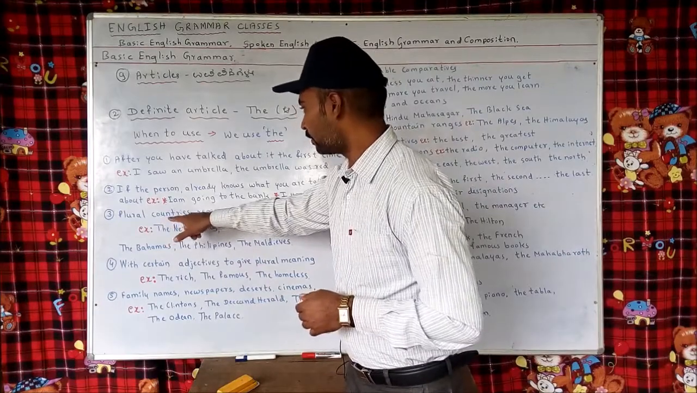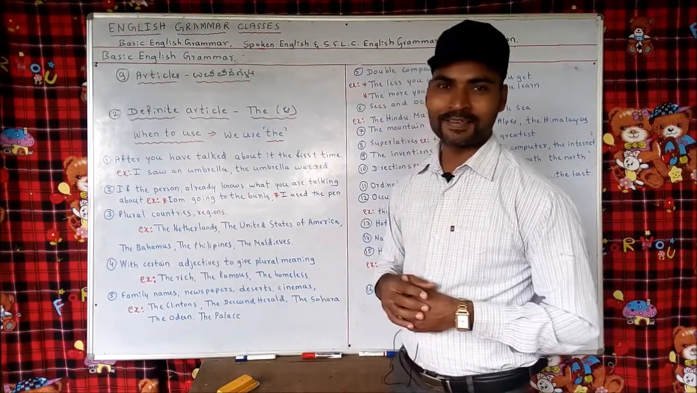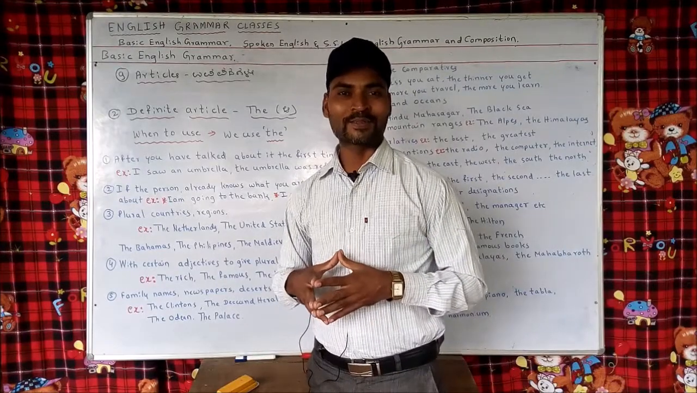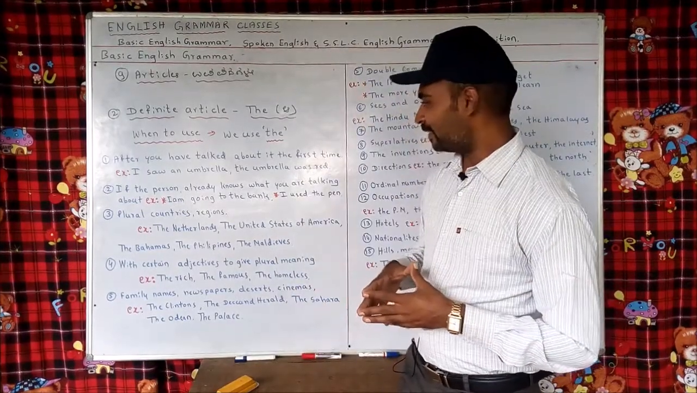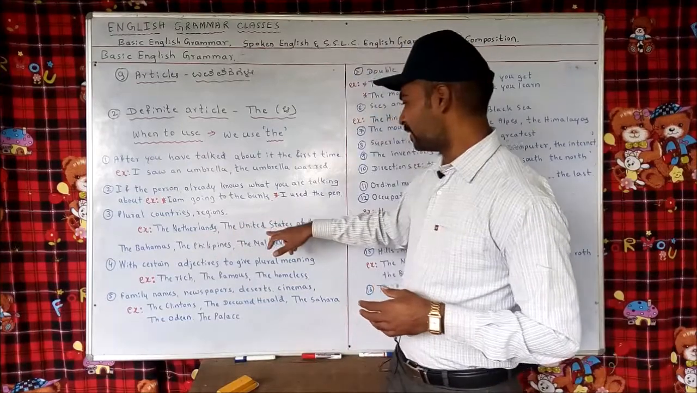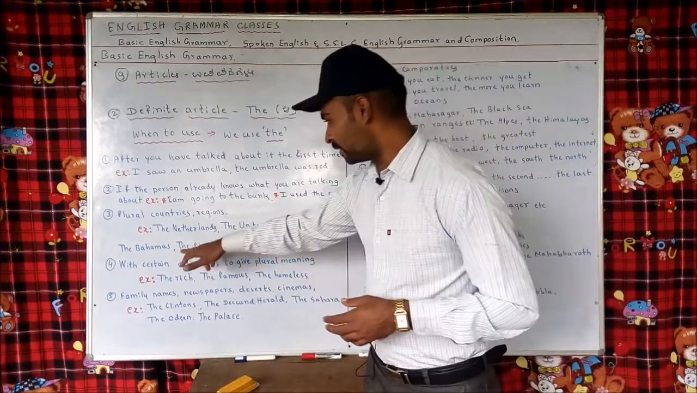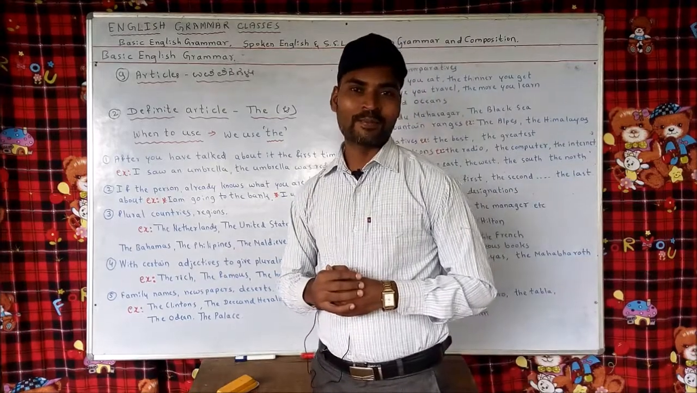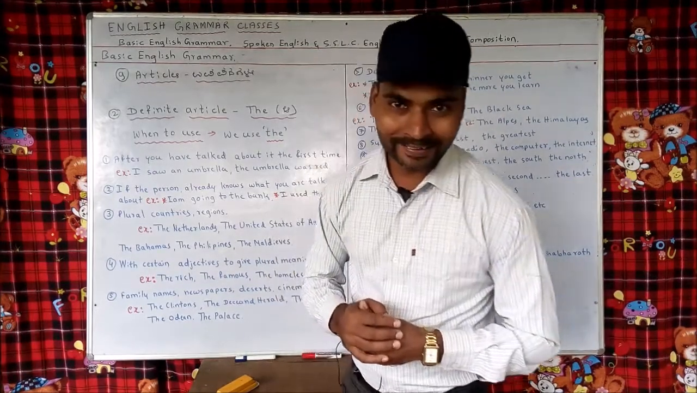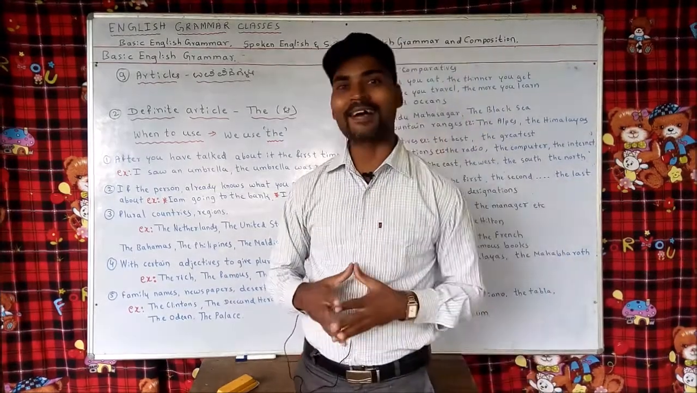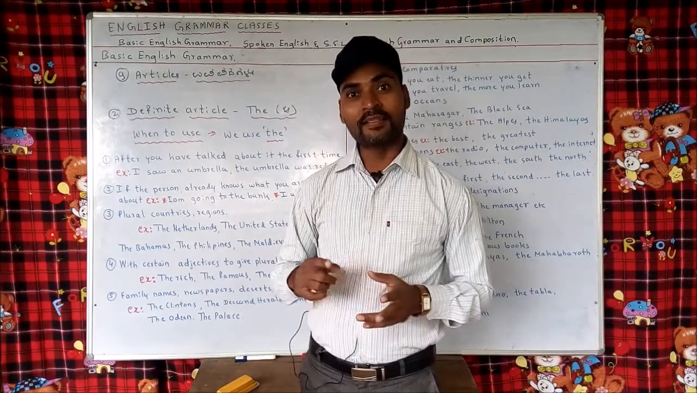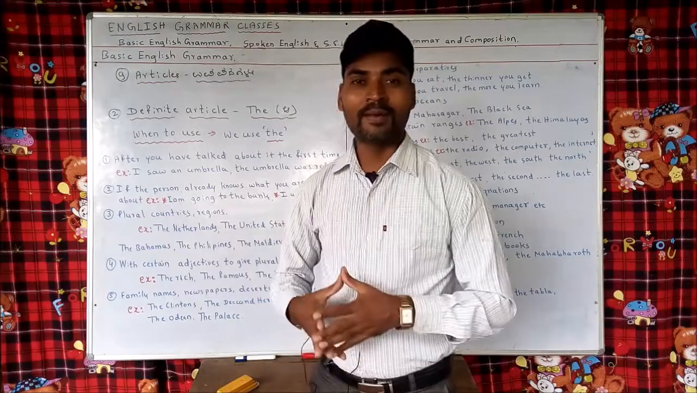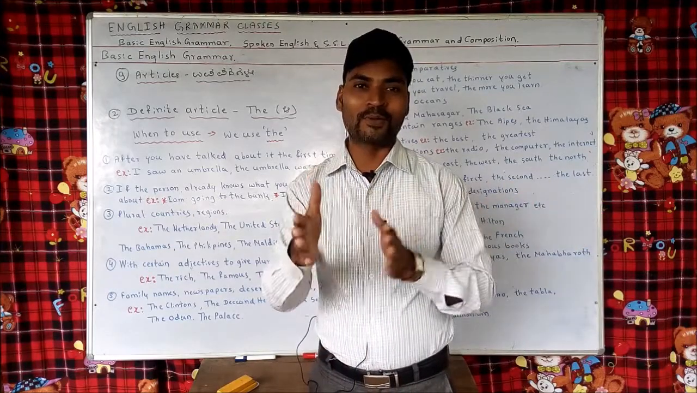Then plural countries and regions. There are some countries which take their names as plurals. So with them we should use the: the Netherlands, the United States of America, the Bahamas, the Philippines, the Maldives. But we cannot say the India, we cannot say the America. We may say the Indian people, we may say the American people, because these are not plural nouns.